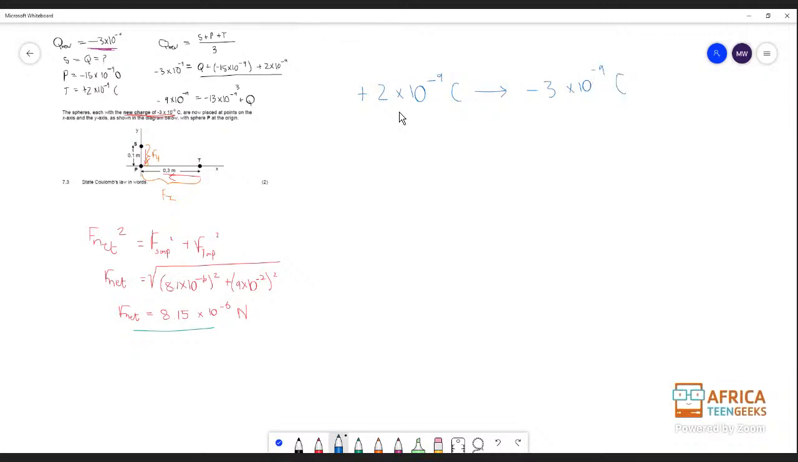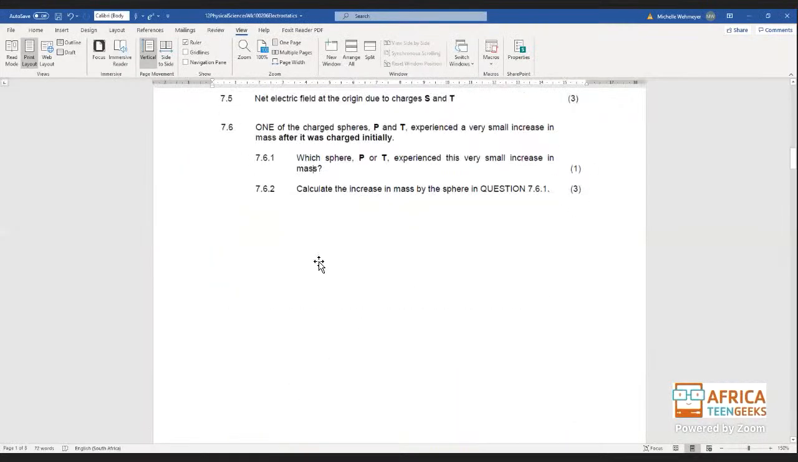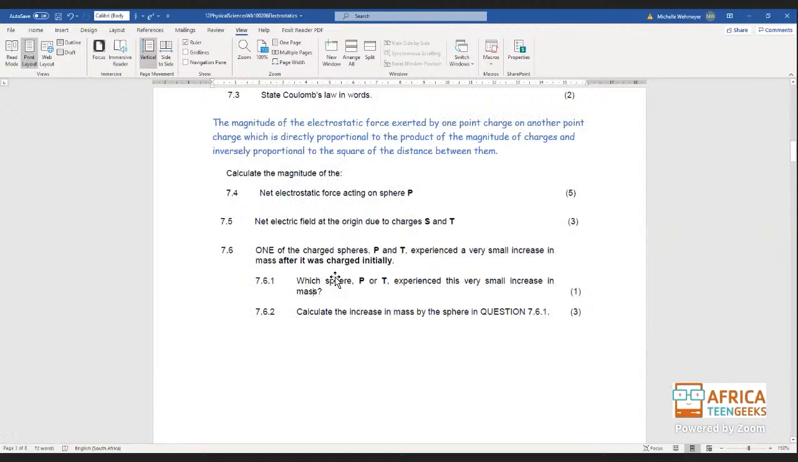So in order for that change to occur, it had to have gained -5 times 10 to the -9 coulombs. That makes the difference. Okay, so that's how you know it's gained mass, because it's gained electrons, and electrons have a mass. So that answers the question, which one has gained the mass? Then they ask you to calculate the increase in mass by the sphere that you used in your previous question.